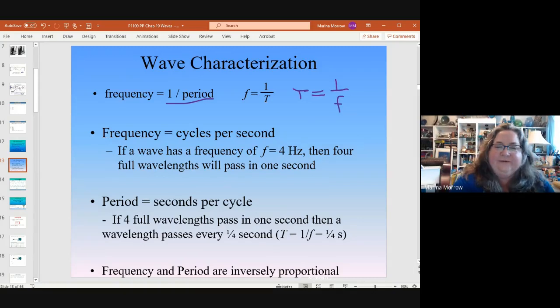So if we have a frequency that's 4 hertz, then the period is going to be 1 over that, 1/4 of a second. So they're inversely proportional. One goes up, the other one goes down.